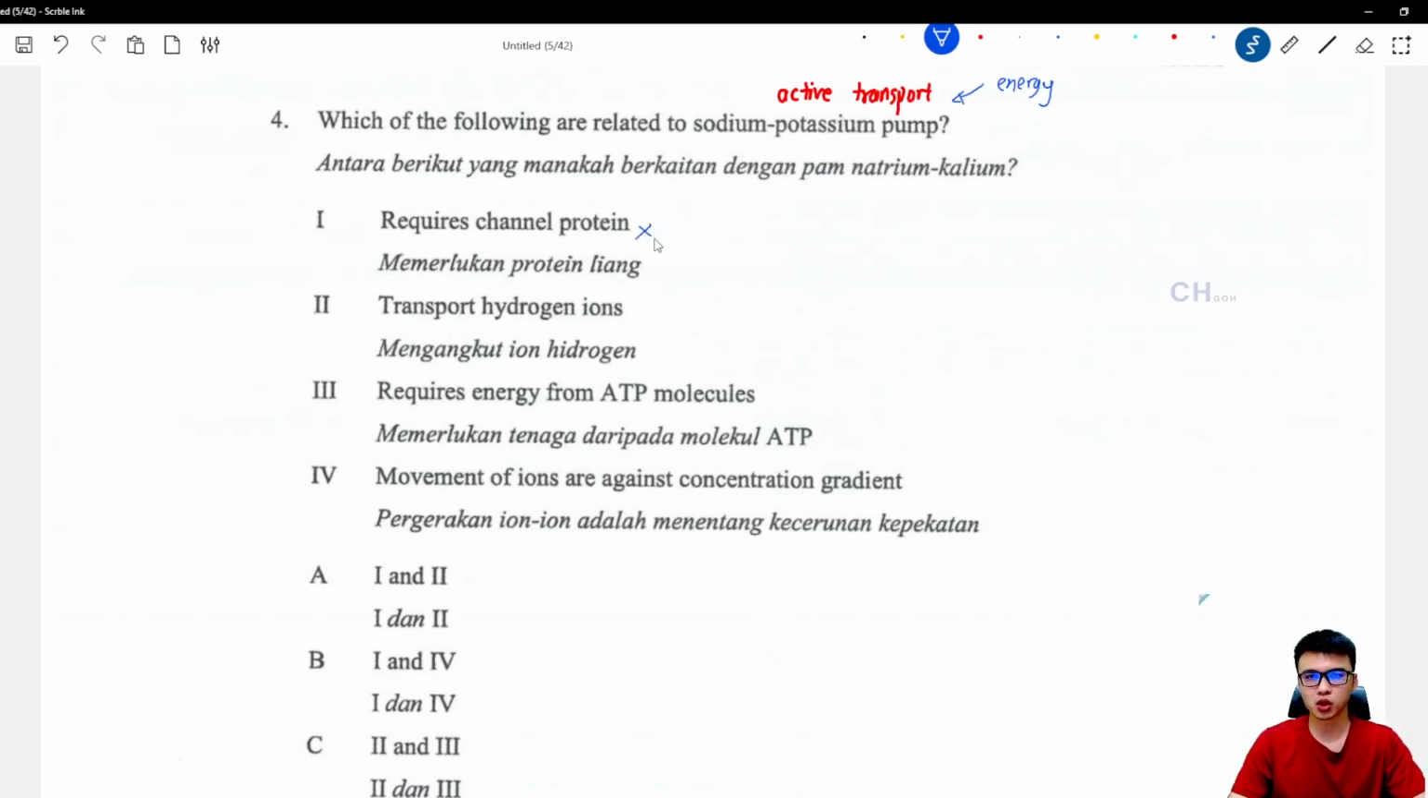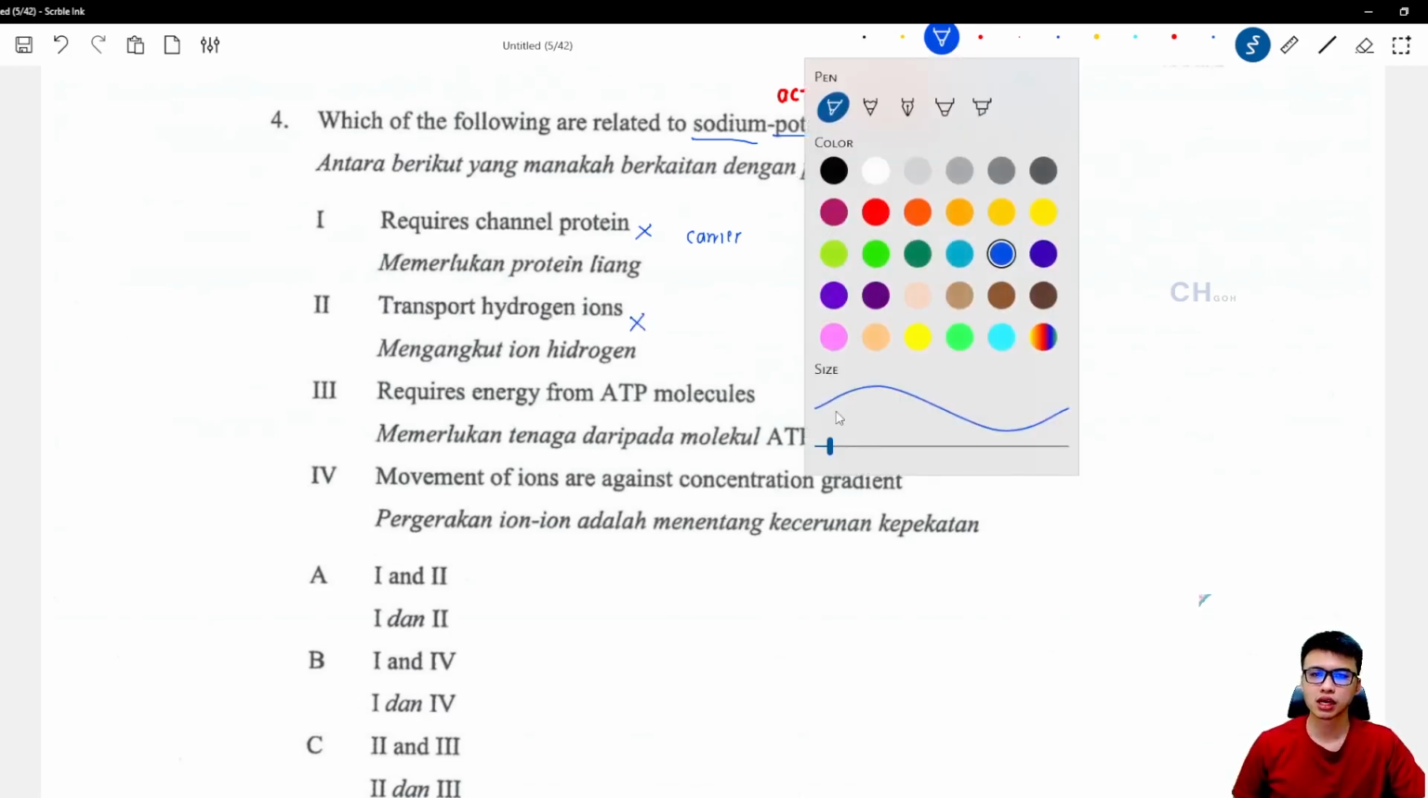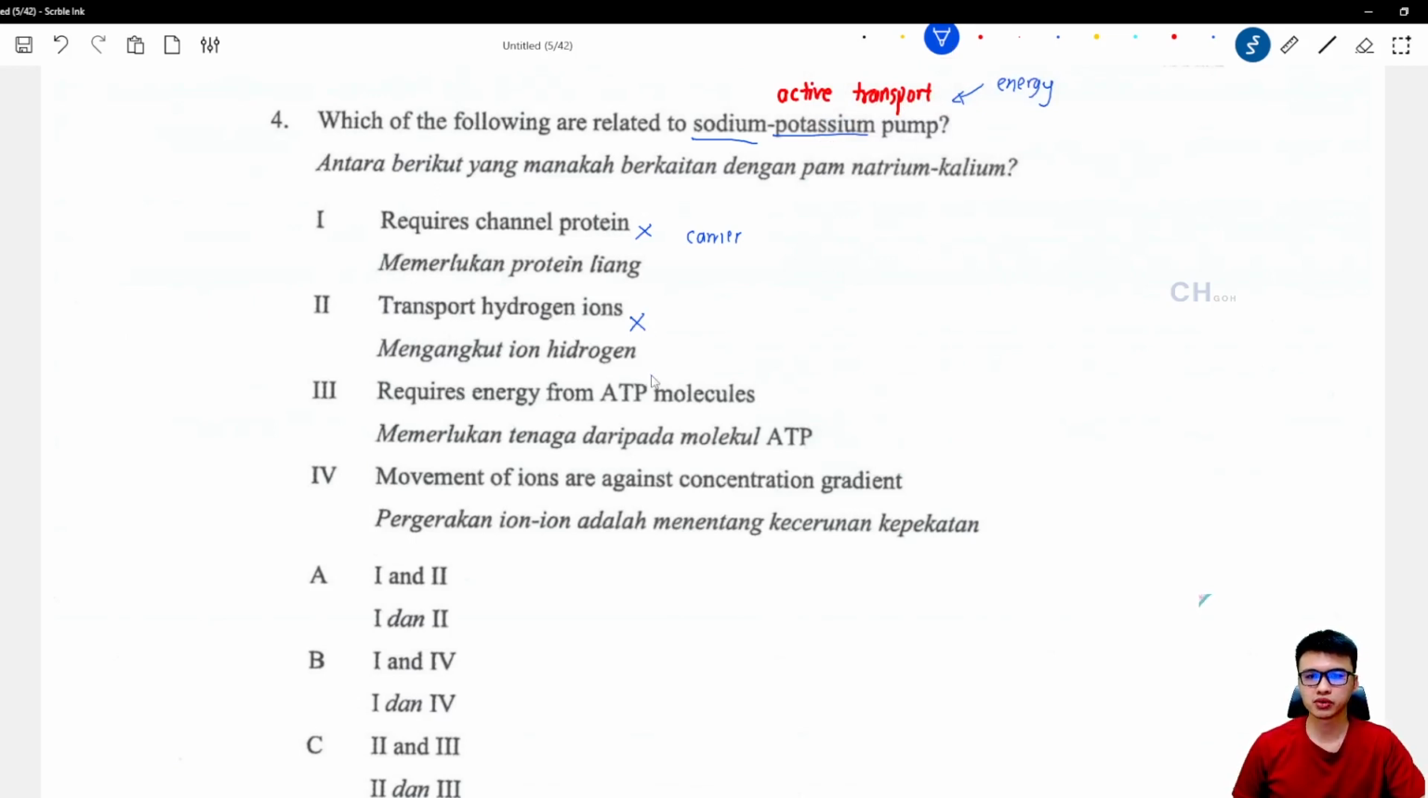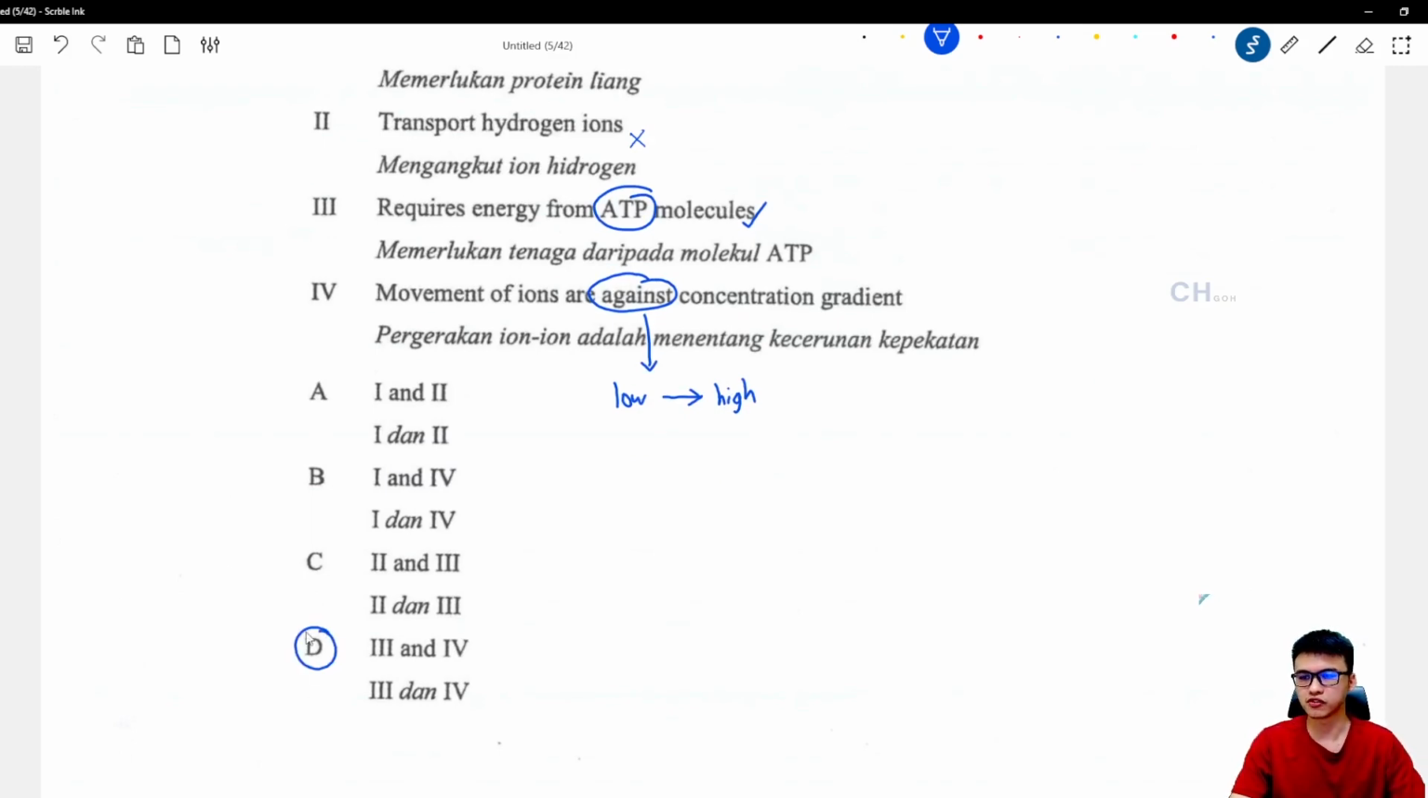Requires channel protein? No, because you are going to need the carrier protein instead of channel protein. Transport hydrogen ion? No, since we already say that it is a sodium-potassium pump, so it should be transporting sodium or potassium. Am I right? So hydrogen, definitely no. Option 3, requires energy from ATP molecule. Yes, we need the energy. Movement of ions against the concentration gradient. Yes. When we're talking about active transport, it should be moving against the concentration gradient. What is the meaning of against? Against means low concentration area moves to high concentration area. So it's from low to high. That's why the answer here should be 3 and 4. Answer is D for this question.